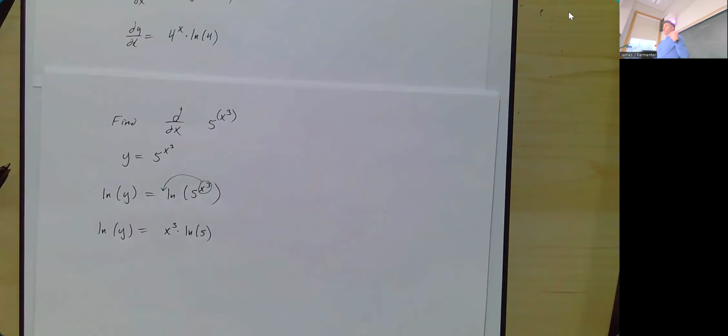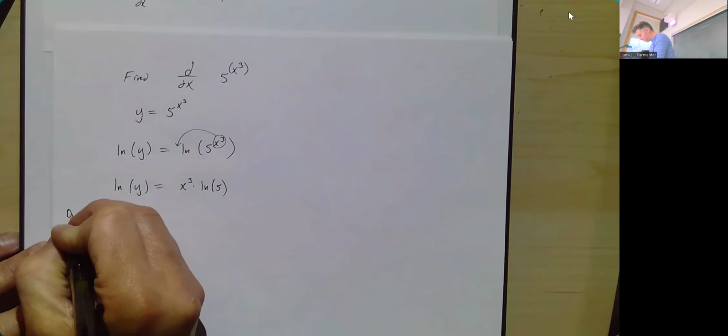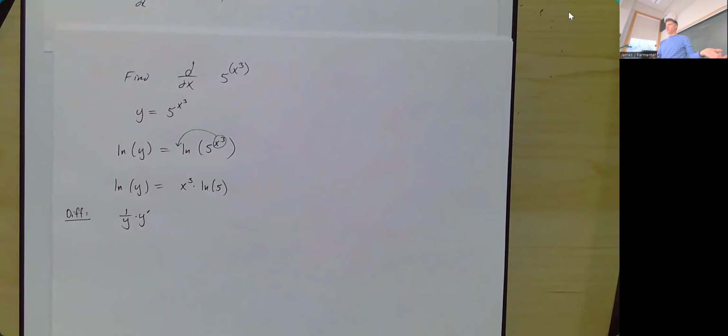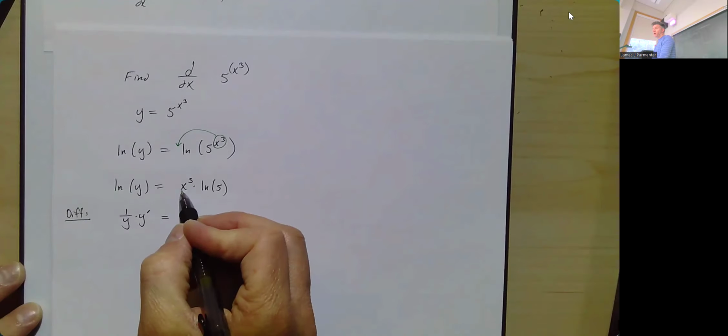And now I can differentiate both sides. The derivative of the natural log of y, just like every other time, is going to be 1 over y times the derivative of y. And I do prefer to write y prime, it's just easier to write. But dy dx is perfectly fine if that's what you prefer. Okay, the derivative of x cubed is 3x squared.